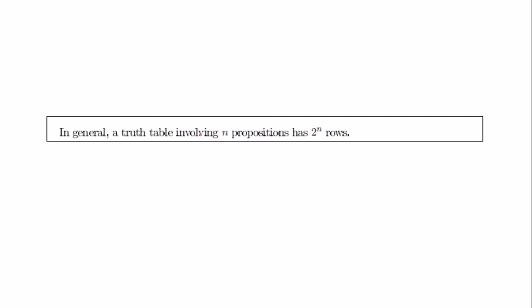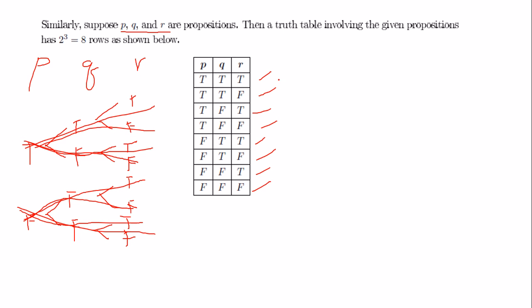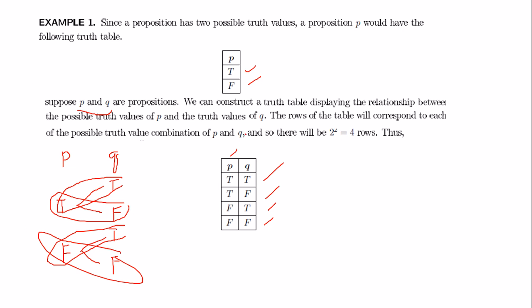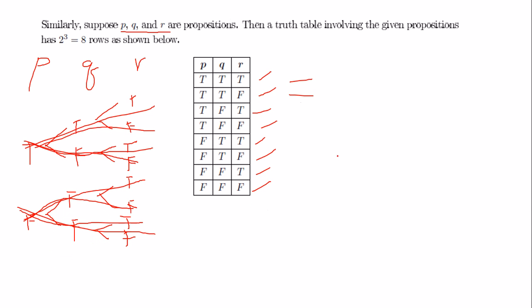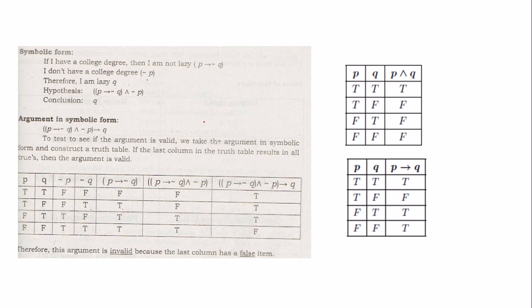In general, a truth table involving n propositions has 2 to the n rows. In the first example, with one proposition, 2 to the 1, we have 2. Second, with two propositions P and Q, we have 4 rows. And third, with three propositions, we have 8 rows. Now let's go to your assignment or activity.